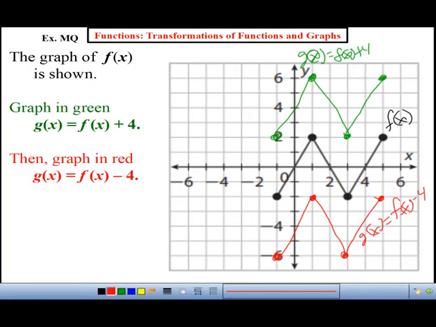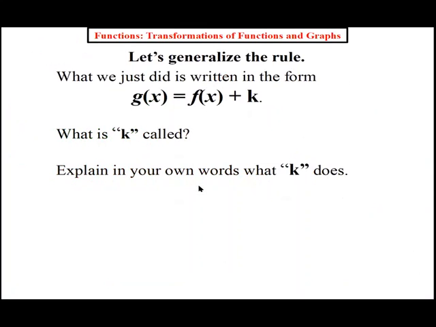Show me your fingers how comfortable you are with these. Yeah, 5, 5, 5, 5. Yeah, we got this. So now we know what those parameters do. So let's generalize the idea. If I gave you the rule, write this down, g of x equals f of x plus k.